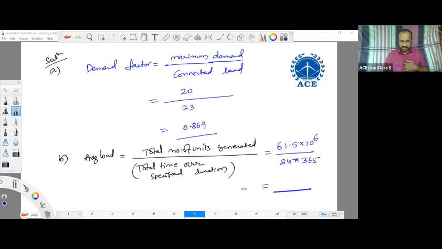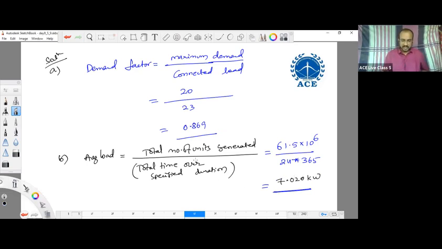How many kilowatts? So here you'll get the average load as 7.020 kilowatt. Yes or no? This is in kilowatt, no? Kilowatt. So that is a kilowatt if you can express it like this.